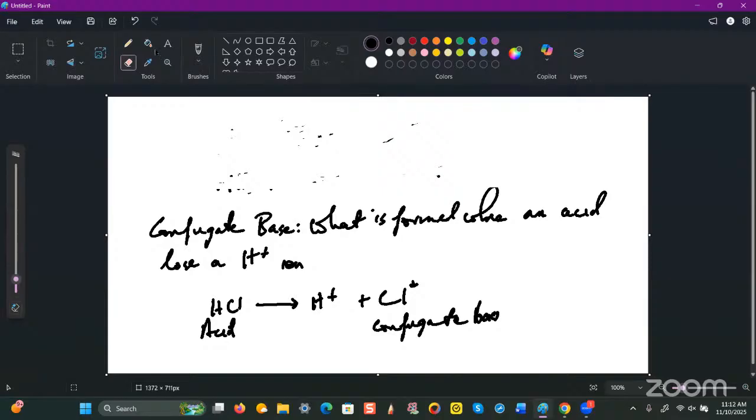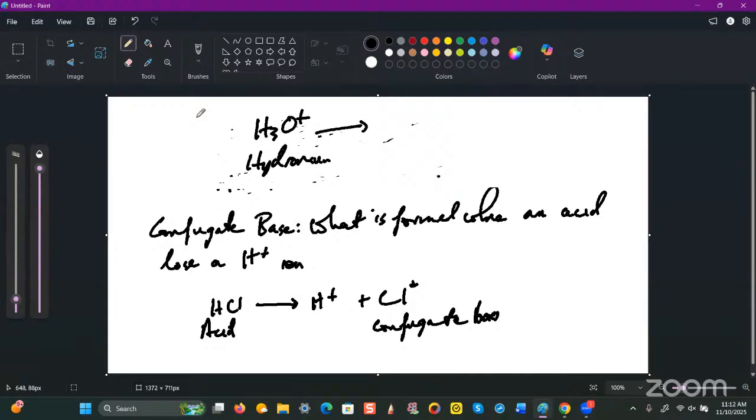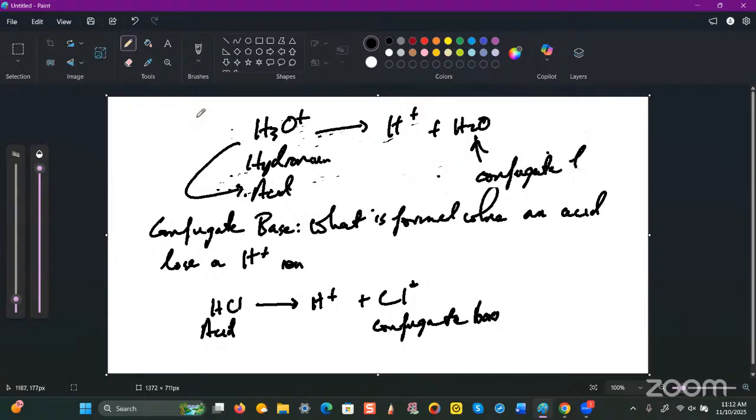H3O plus. All right. So this is called the hydronium ion. Now, the thing about the hydronium ion is that it can lose a hydrogen ion, right? So when this loses the H plus, what remains will be H2O, right? So this here would be the acid in this particular situation, and this here would be the conjugate base of the acid, all right?